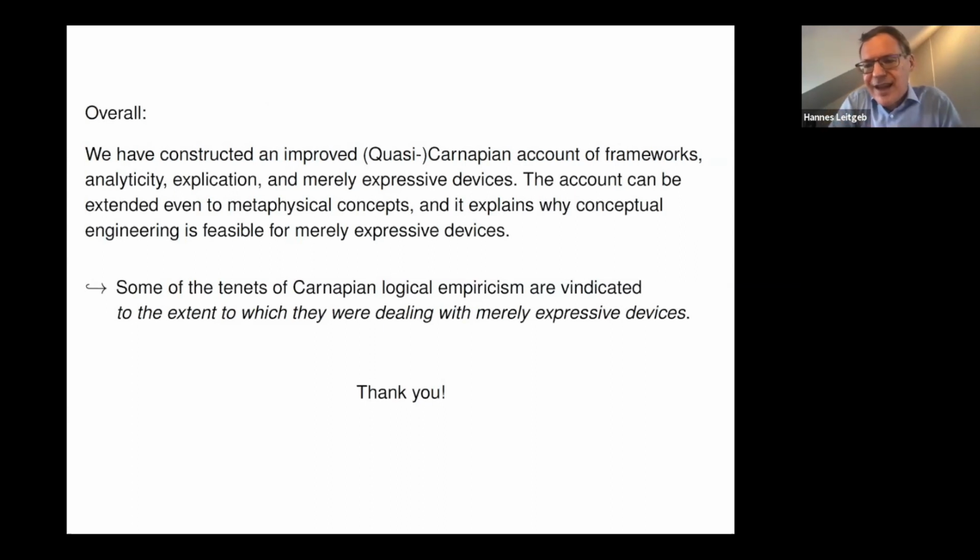So that's something that I think Carnap, at least for a good time of his career, overlooked. Maybe not the later Carnap. And the whole account also explains why conceptual engineering, I think, is feasible, definitely feasible for merely expressive devices. So some of the tenets, at least, of Carnapian logical empiricism are vindicated, at least to the extent to which they were dealing with merely expressive devices. And I would never claim more than that.